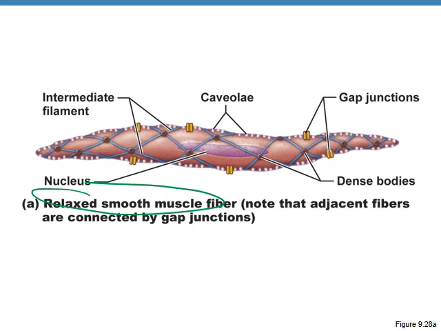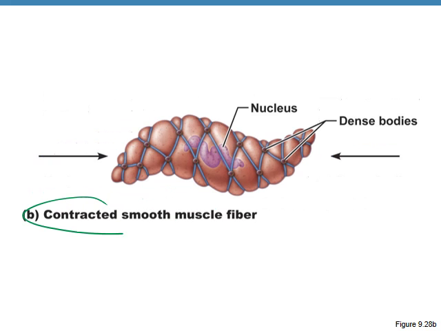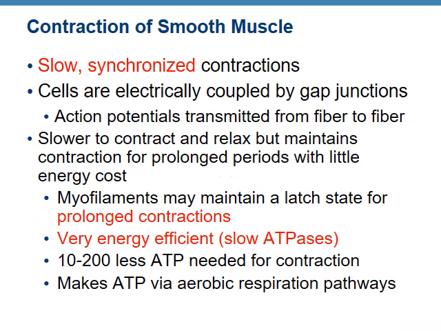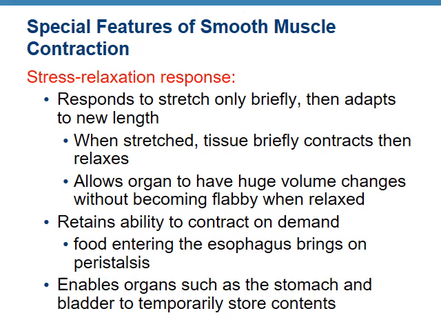Here is the relaxed smooth muscle fiber. Here is the contracted smooth muscle. You can see that these dense bodies attached to the myofilaments cause this squeezing or wringing motion. Smooth muscle contracts slowly and contracts altogether. They're prolonged contractions. They're very energy efficient. They use much less ATP than we need for cardiac or skeletal.